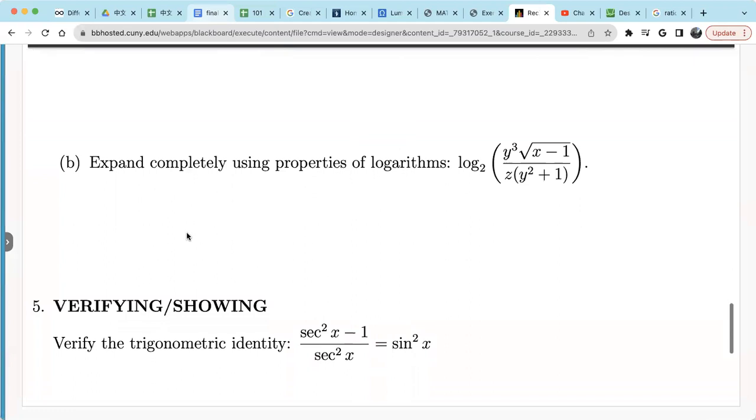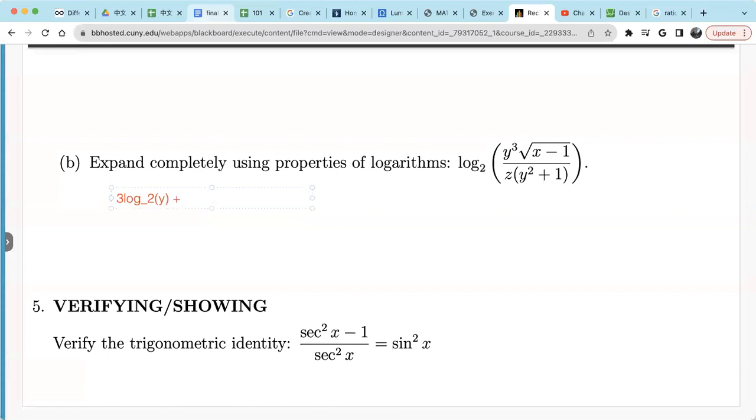Now let's see B. We want to expand completely, okay? So in the numerator, we get positive terms. The exponent becomes the coefficient before the logs. So we write log base 2, actually we can write it as lg, right? The numerator, we have y cubed. That's 3 log base 2 of y, right?